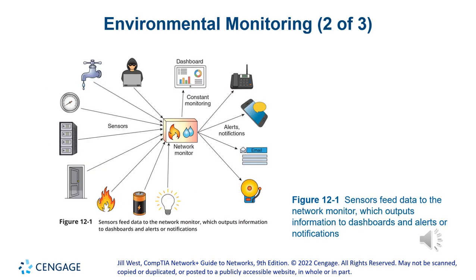So in addition to the sensors that you want to have in your network, for fire, power, lighting, access doors, humidity, temperature, and anything like that, you need to have a dashboard for constant monitoring. If you have a NOC, a network operation center, then someone will be monitoring and looking at these alerts. Also, you can have alarms or any type of notifications.